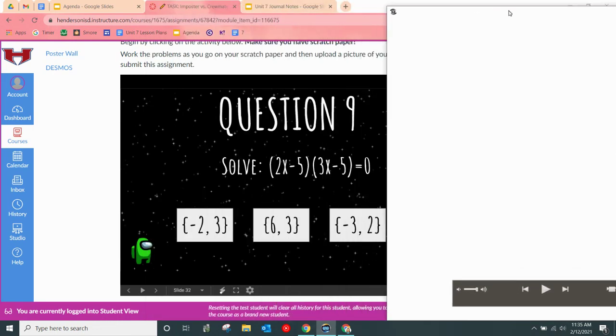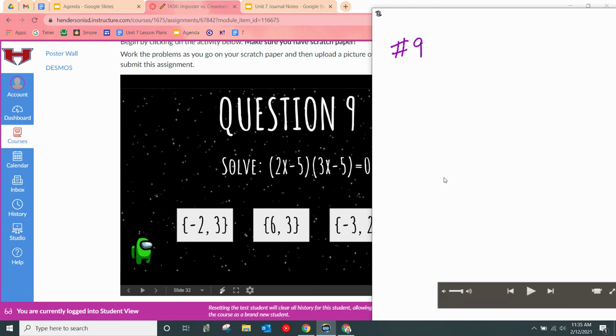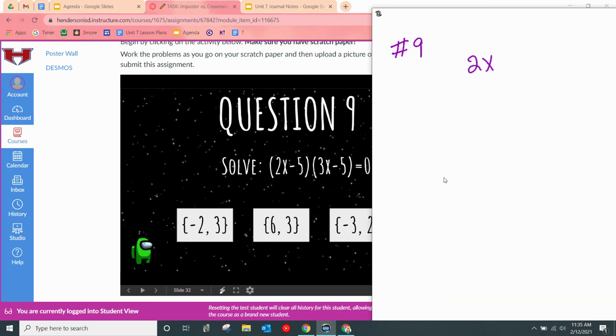Okay, on your scratch paper, you're going to write down question 9. Make sure you label it with the number 9. We have 2x minus 5 and 3x minus 5 equals 0. So set each piece equal to 0. Remember, that's how we solve these.